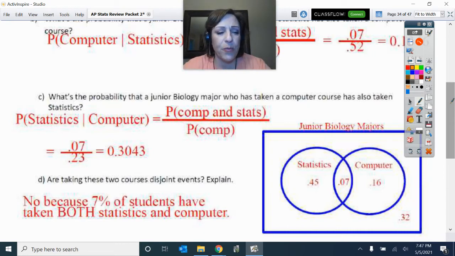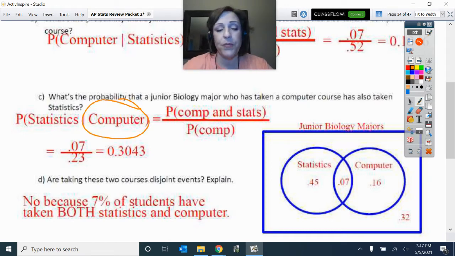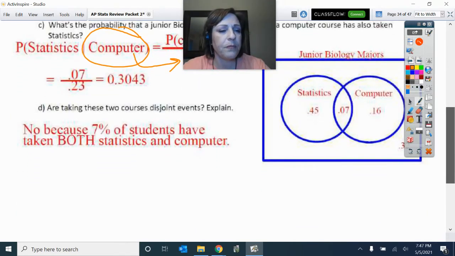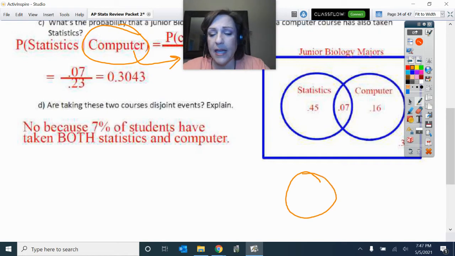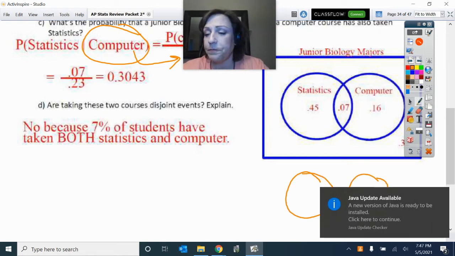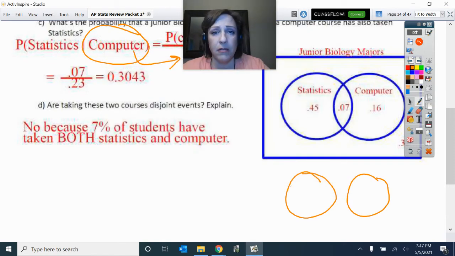All right. And so then similar type question, just worded differently so you could see that. What's the probability that a junior biology major has taken a computer course? So that's given that they've taken computer. So out of the 23%, who's the computer? 7% have taken both. Now, are they disjoint? Well, disjoint means have no outcomes in common. That would be a circle that are completely separated from each other. And so this is not, obviously.